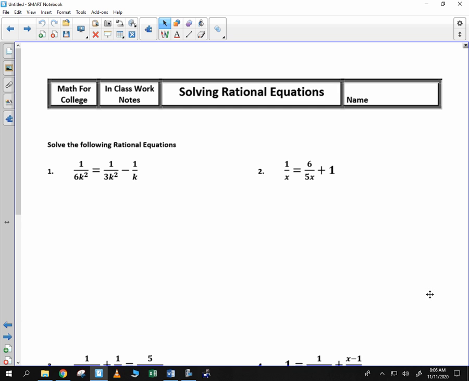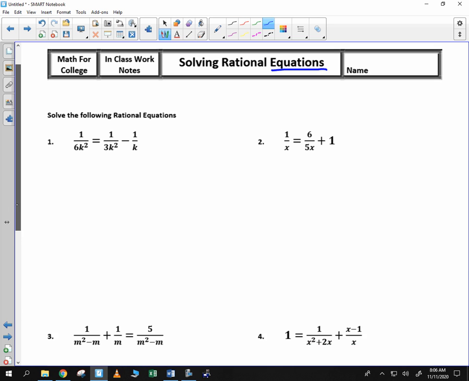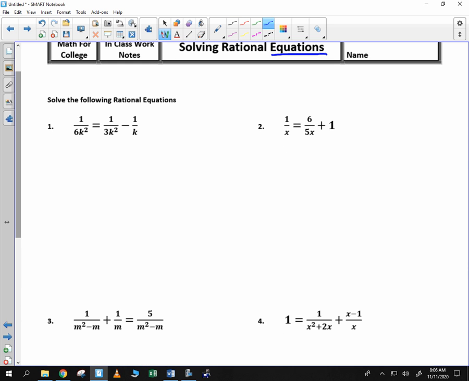Math for college students. This is one of the last sections that we want to look at when we're talking about rational equations or rational expressions. Want to consider rational equations. So if you think about it, we've talked about multiplying, dividing, just general simplifying, adding and subtracting rational expressions. And now we're looking at rational equations. That means algebraic expressions that look like a fraction that are written as an equation.